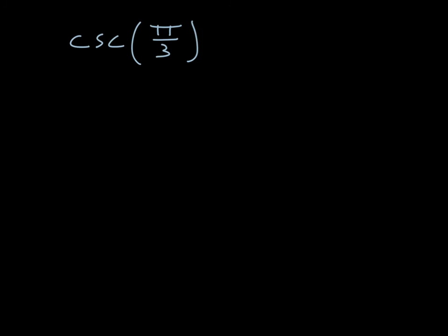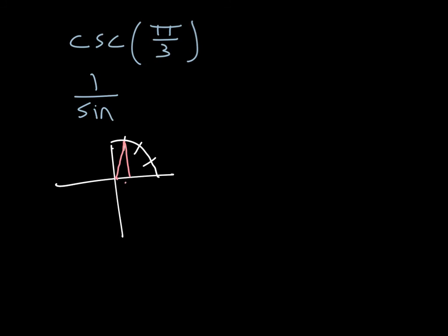Cosecant, pi over 3. Thinking reciprocal of sine now. 1 over sine. So make my graph. Pi over 3 is first quadrant. Finally, a first quadrant one. Pi over 3 is up near the y-axis. You want to be as comfortable with where these angles are as possible. That's going to be a small side, and that's going to be a large side. They're both positive.